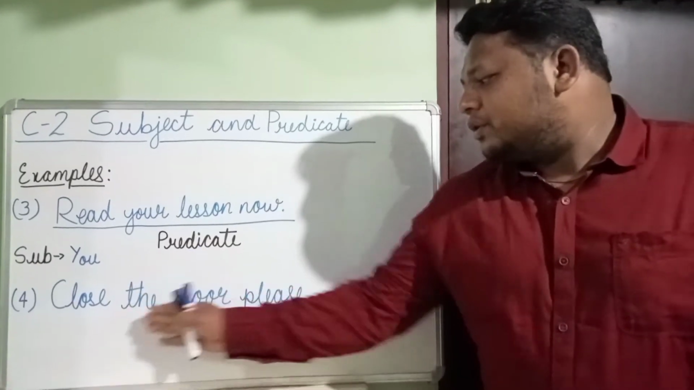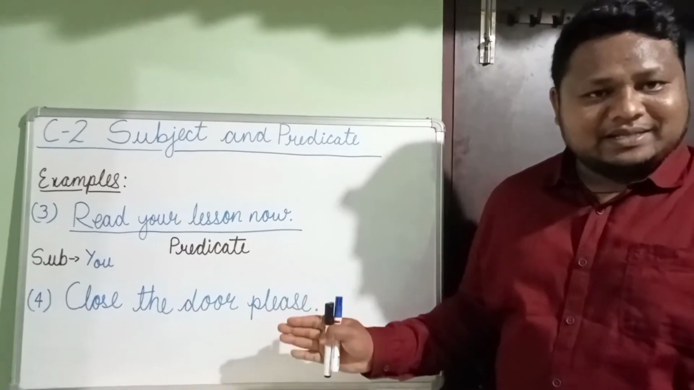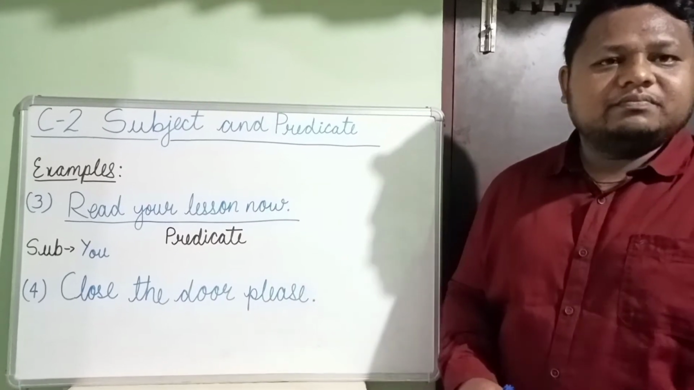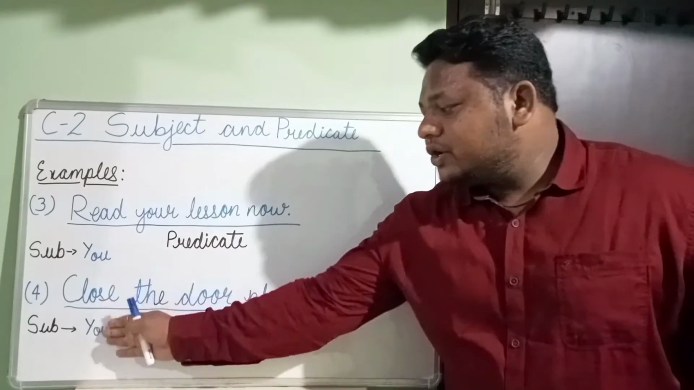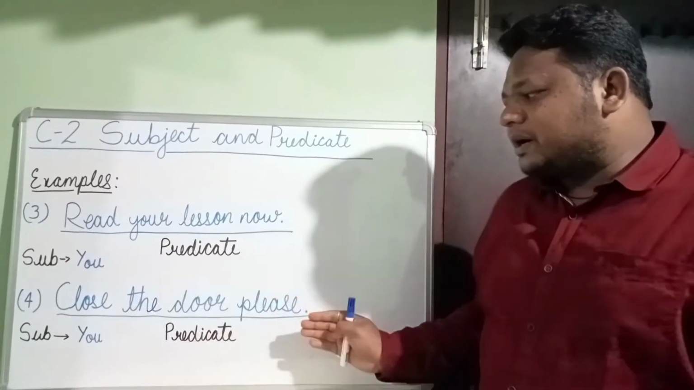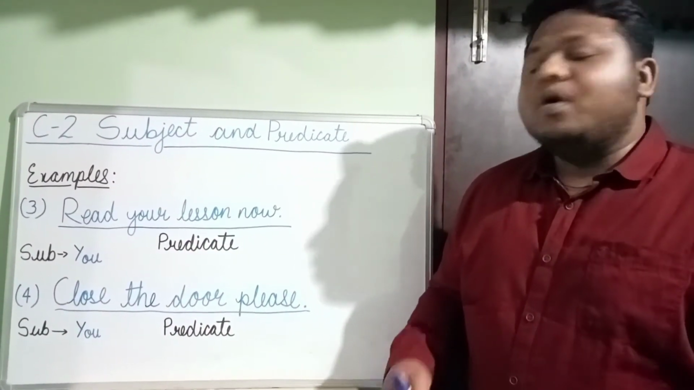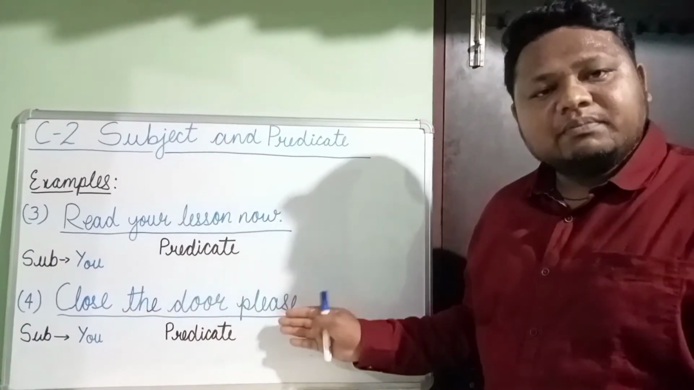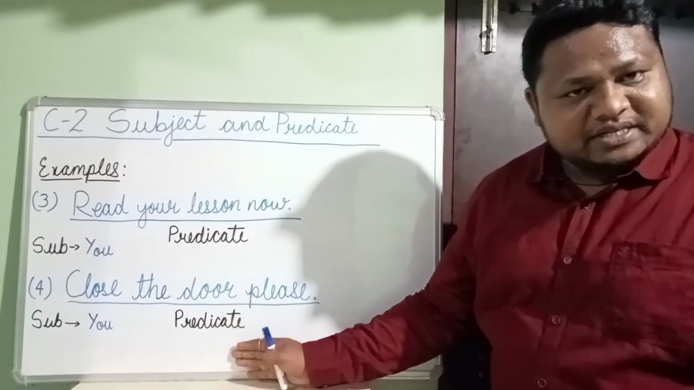Example 4. Close the door, please. This is also an imperative sentence. So here also we have the subject you. Now ask a question. Who will close the door? The answer comes: you. So you is our subject. And in this part of the sentence, we have the verb close. Now, what is being told about the subject you? Close the door, please. So, close the door, please becomes our predicate.